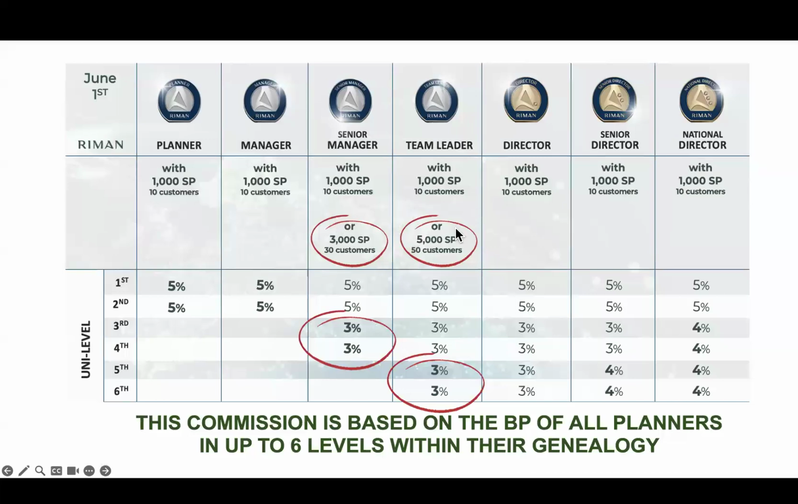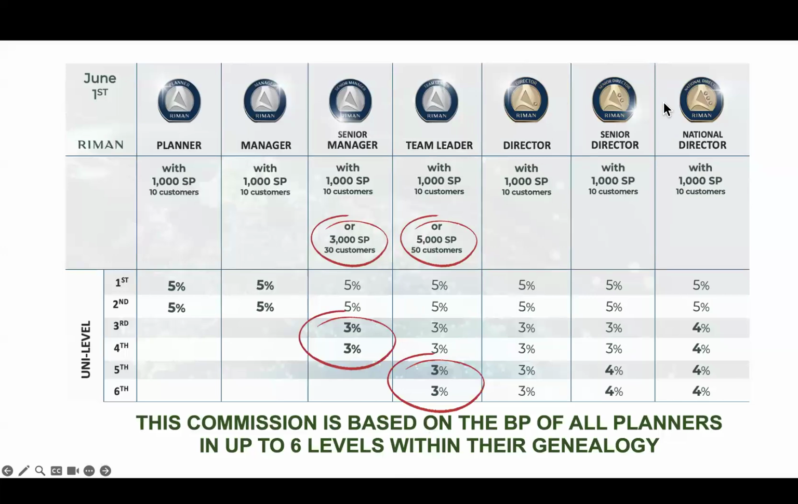Same thing at team leader, right? Team leader, majority bulk of the money is at team leader, right? So what they're saying is if you do 1,000 SP 10 customers, you're going to unlock 4 levels, 5, 5, 3, 3% of your uni level. But you do the extra credit, you go the extra mile, you show excellence, and you're able to do this because the product is good. 5,000 SP 50 customer accounts, you're going to unlock an additional 2 levels, which is going to open up a total of 6 levels.